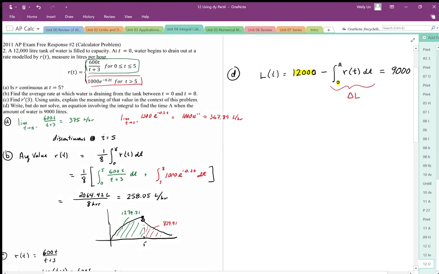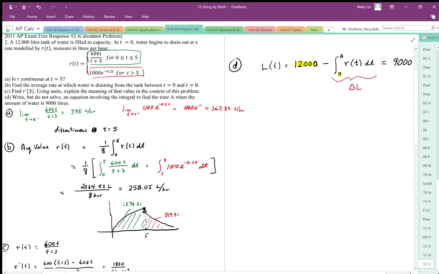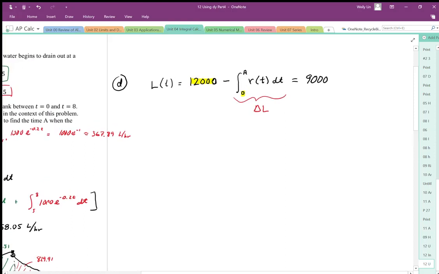Okay, so write but do not solve the equation involving an integral to find time A when the value is 9,000 liters, and that is what my integral will look like. And when I set this up, the difference in the antiderivative, or the area under the curve, as I plug it in, I can solve for the value of A.